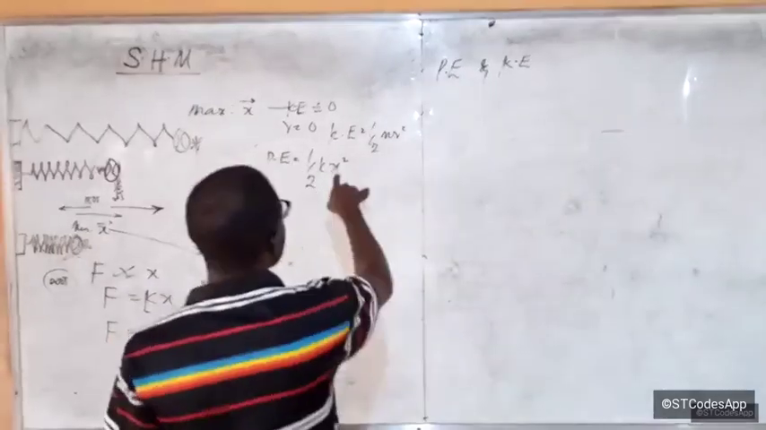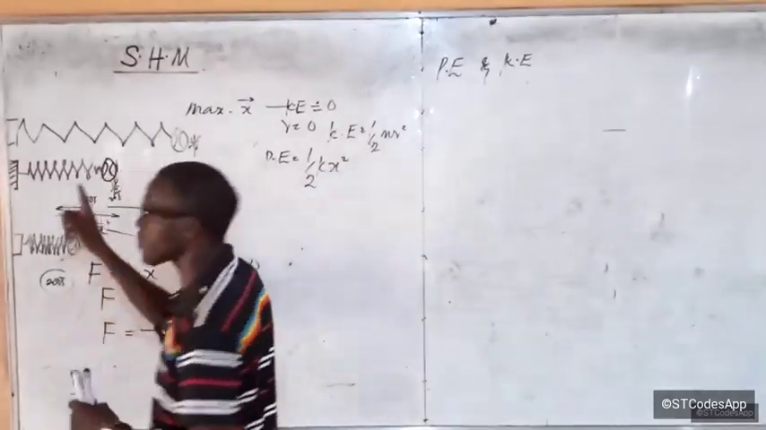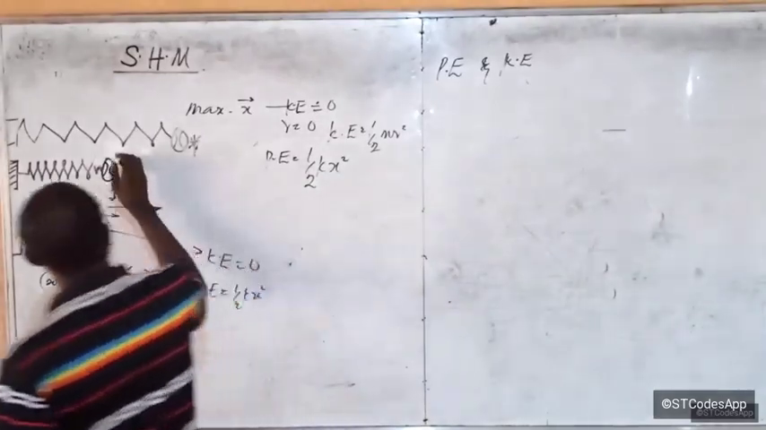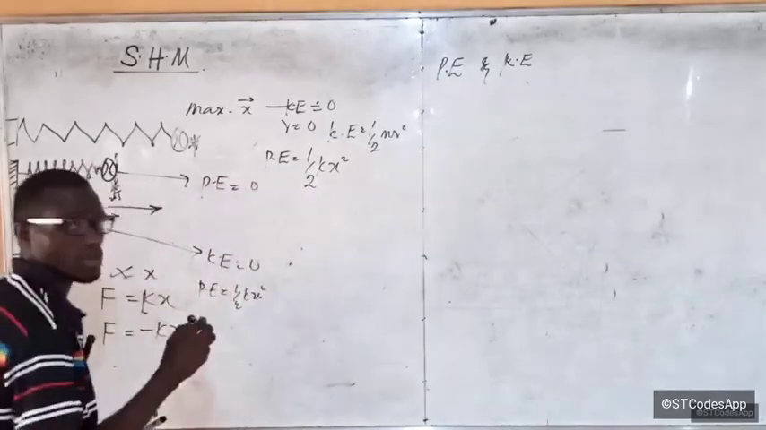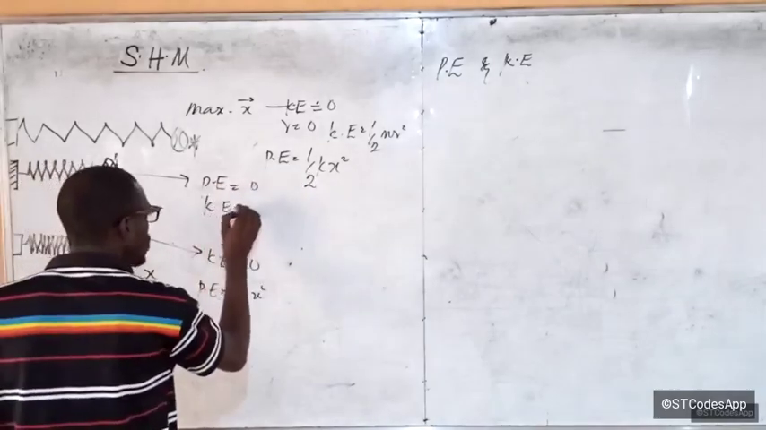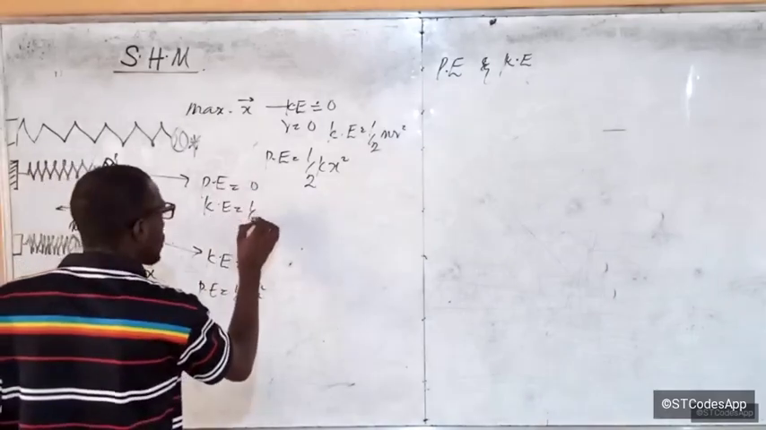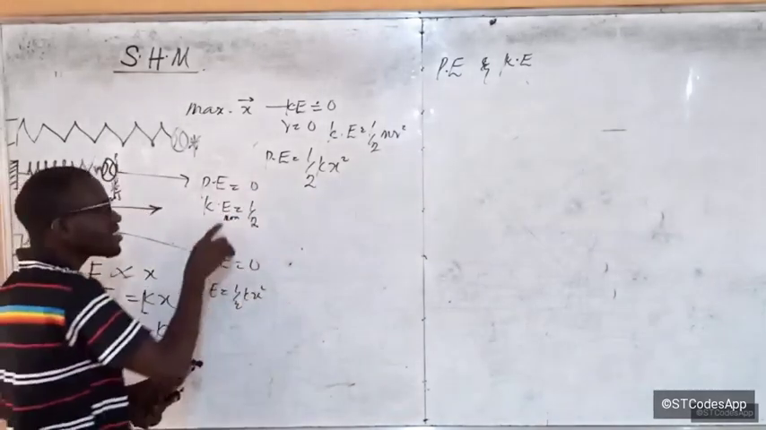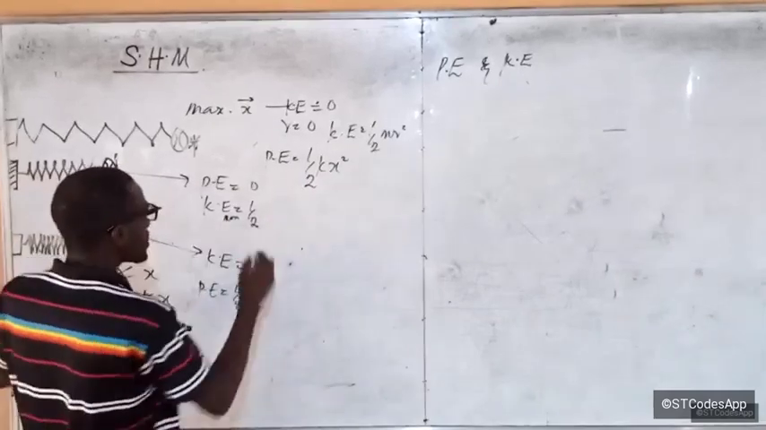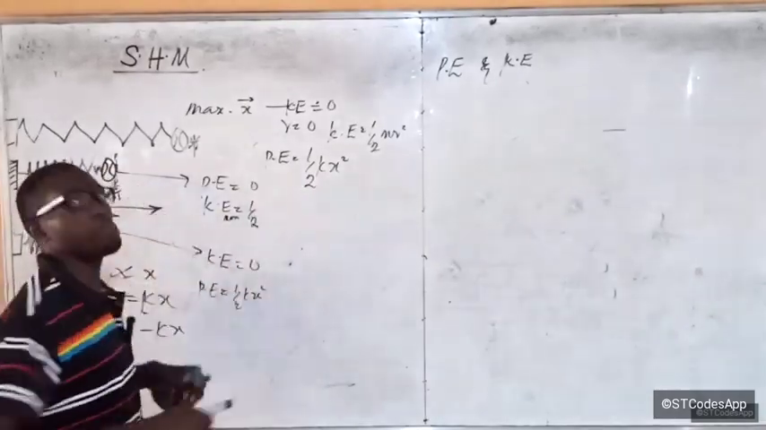So x is 0 here. This is the point of no displacement. So potential energy here, P, is going to be 0. Why? Because there's no displacement. But K is going to what? Maximum. You understand, right? Because in this place, the velocity will be maximum.